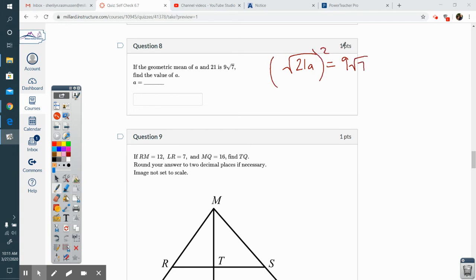So again, square both sides to get rid of the square root. And on the left, you have 21a. That equals 9 squared, which is 81, times 7, because the square root and the square cancel each other out. So 81 times 7 is 567. So we have 21a equals 567. Divide by 21, divide by 21, and you get 27. So the value of a is 27 if that's the geometric mean.